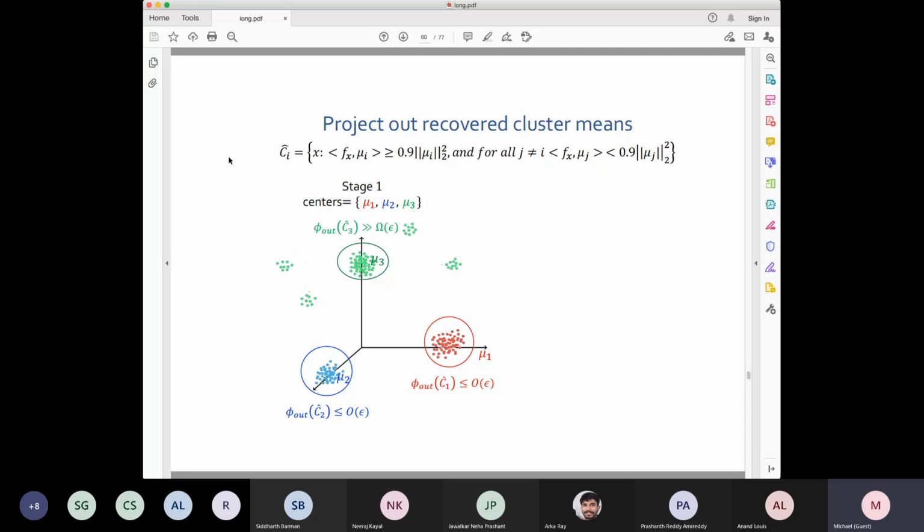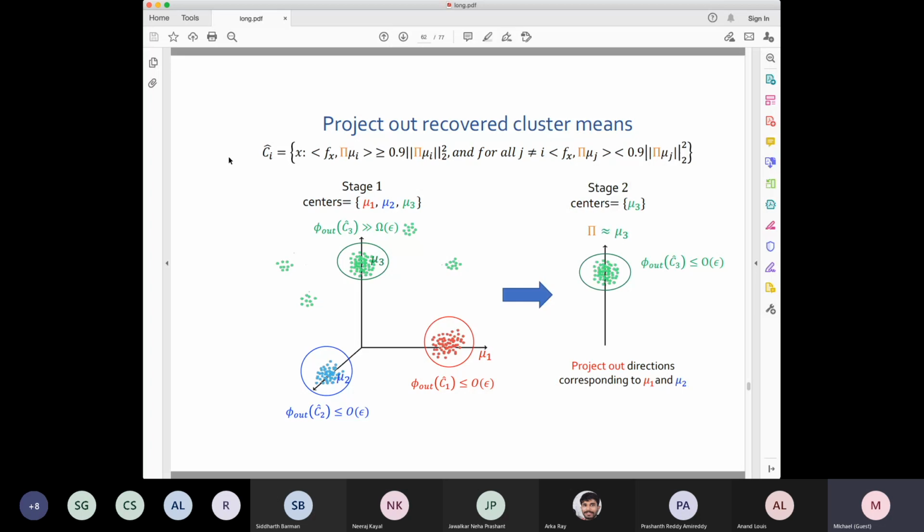So what do we do? We look at the good clusters, the Ci hats that are good. We declare them to be good approximations to the Ci's, and we recurse on the space orthogonal to the space spanned by their centers. In our instance on the slide, we would first discover the red and the blue cluster, after which we project out the corresponding two dimensions and recurse only on the vertical dimension. And indeed, the deviations that we observed were deviations in directions 1 and 2, but not in direction 3. And we get a good solution.